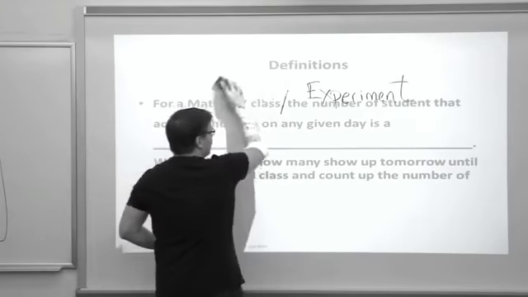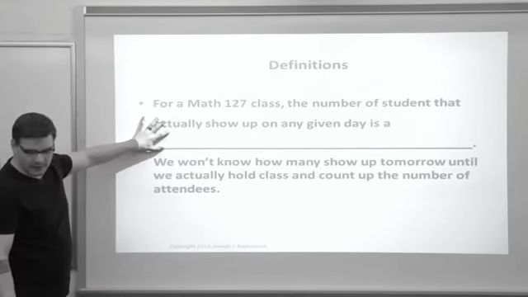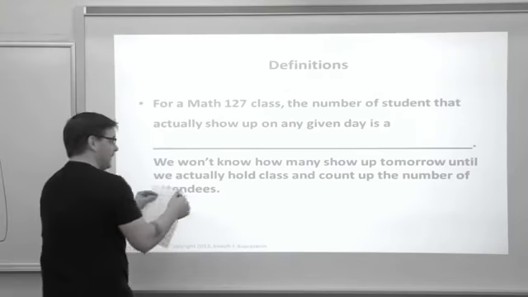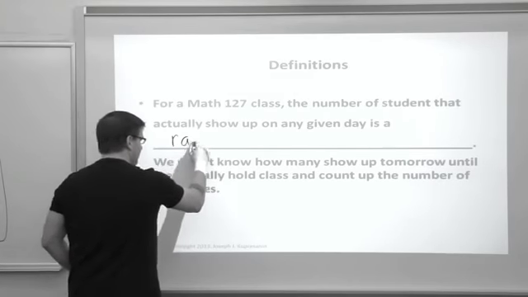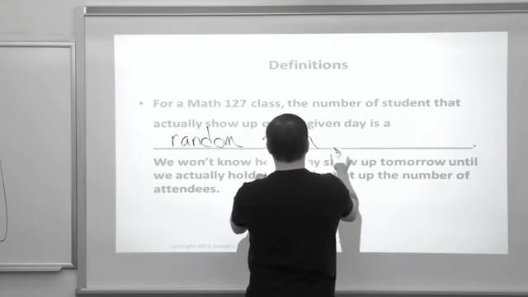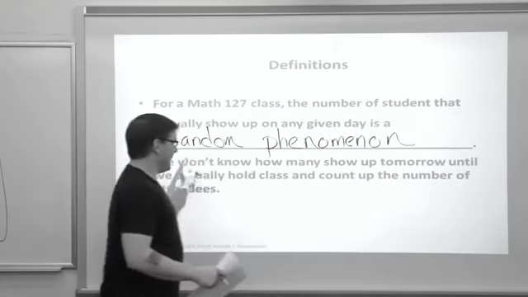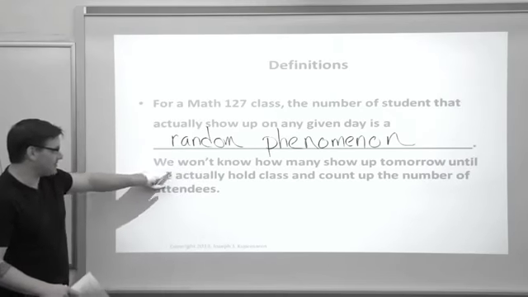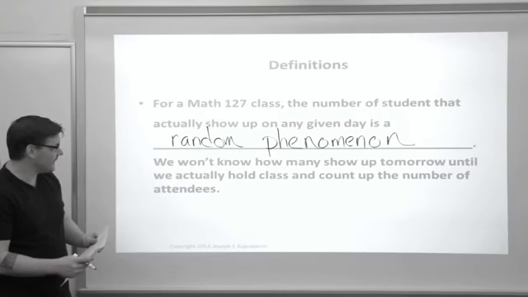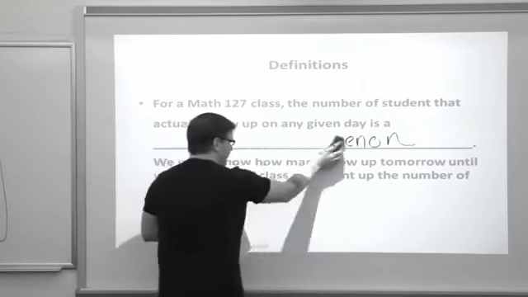Like I was saying, for the Math 127 class, the number of students that actually show up on any given day is what's called a random phenomenon. I do need to get my notes here. I can never spell this word. Number of students that actually show up: random phenomenon. We won't know how many show up until tomorrow when we actually hold class and count up the number of attendees. Now, hopefully most students show up, if not all, on any given class. All right.